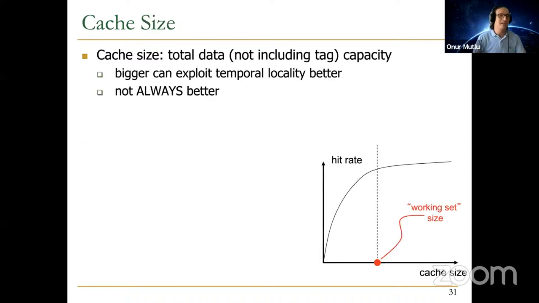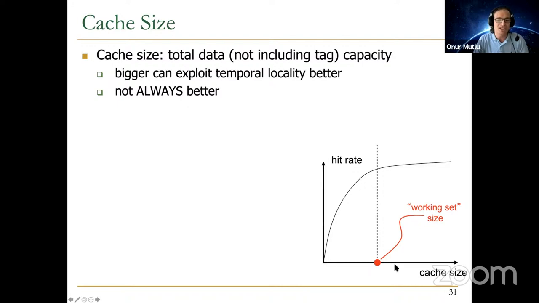So cache size is a big one. Assuming everything else is equal, having a bigger cache is usually helpful. It increases hit rate, as you can see over here on this, I guess, cartoonish picture. And usually cache size is specified without including the tag capacity. So when you talk about a 32 megabyte cache, you don't normally include the tag store size. It's usually the data store size. That's the convention, basically. Because if you include the tag store size, it's going to be a different number that's not as nice as 32 megabytes, for example. And in your homework, you'll do some calculations in terms of cache tag store sizes, for example.